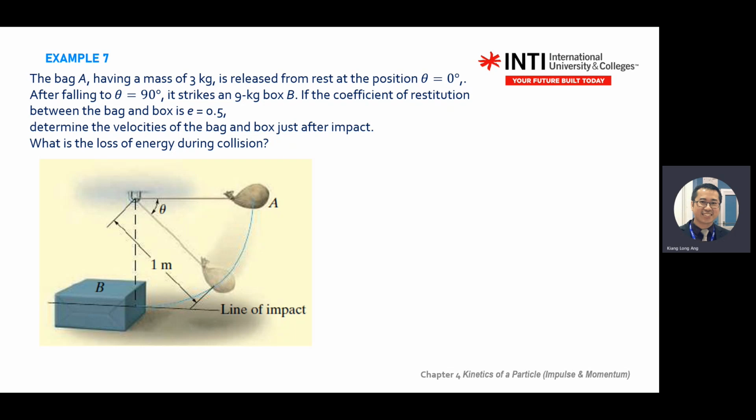So bag A, given mass 3 kilogram, released from rest, position 0. After falling to 90 degrees, so this one is anti-clockwise direction, positive. Strikes 9 kilogram box B, if the coefficient of restitution is given. Meaning you write this equation on your answer sheet. Equation: restitution constant equals VB2 minus VA2 divided by VA1 minus VB1. Given, determine velocity of the bag and the box just after impact. What is the loss of energy during collision?